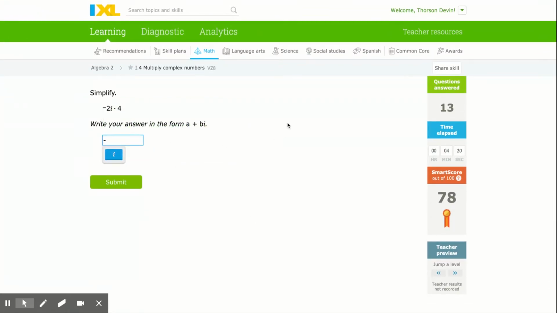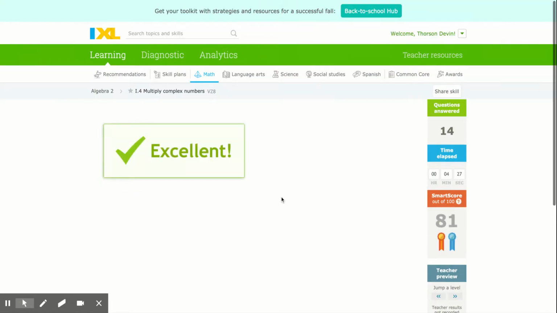Again, this will be a -8i. There's 4 times 2 is 8. There's the negative in front, and then the i's left. There's no 2 i's being squared.